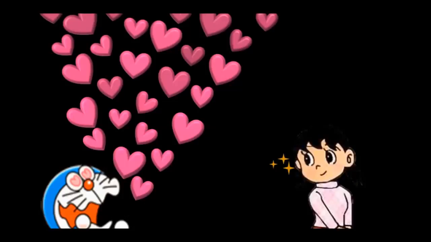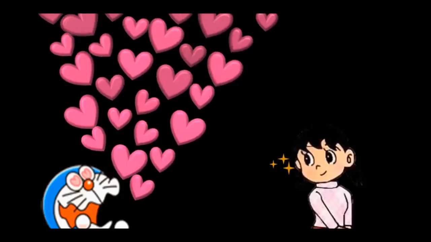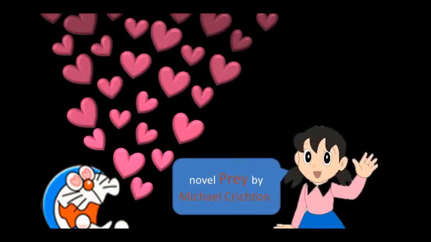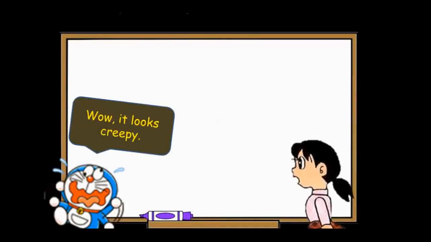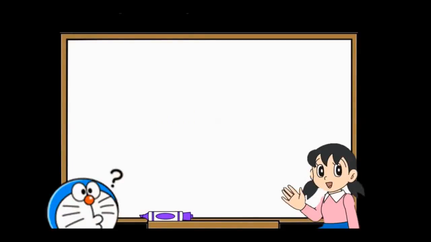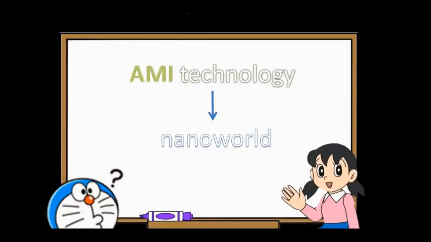Wow, you are like a walking book, but after all those basic things you have told me, how will we apply this knowledge? Well, for example, let's analyze the novel Prey by Michael Crichton. Wow, it looks creepy. It's cool actually. There is advanced medical imaging, or AMI. It can go inside your body and send the image to outside the body. Really? How does it work? In AMI technology, very tiny molecule-sized particles are used, 0.1 nanoinches.